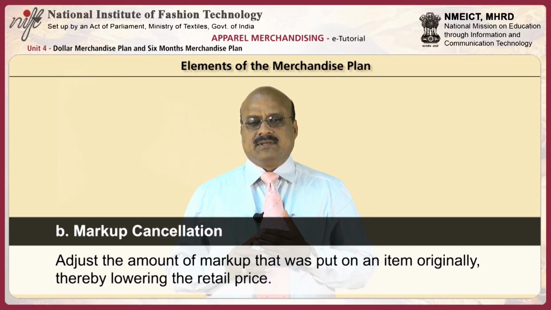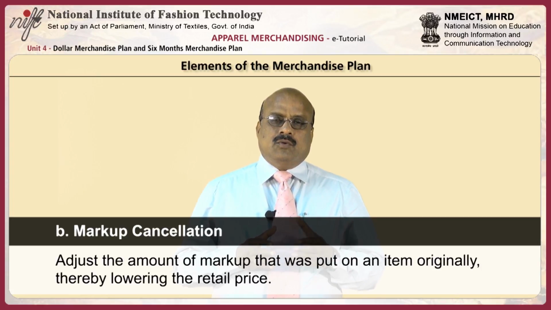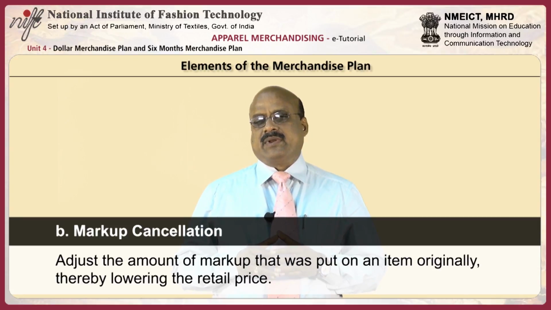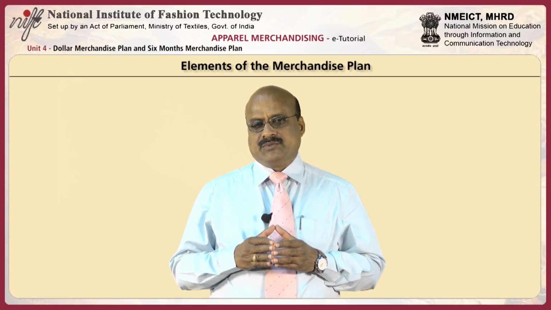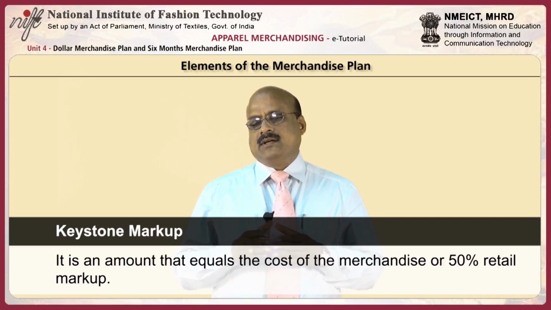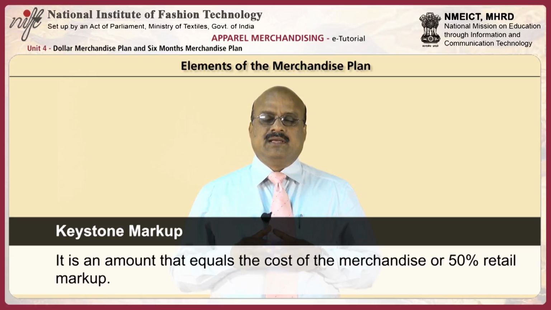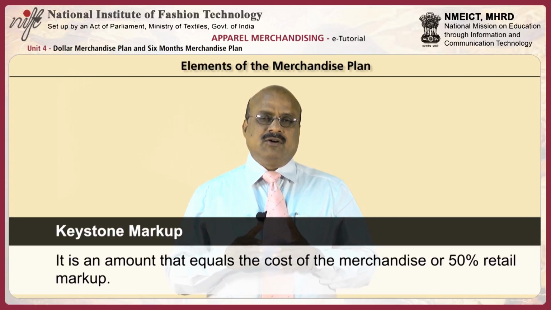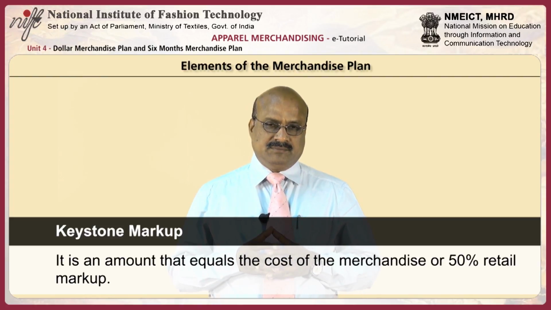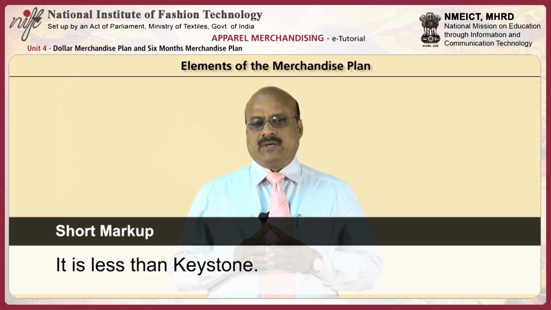Markup cancellation. This can be done by adjusting the amount of markup that was put on an item originally, thereby lowering the retail price. There are 2 types of markups: keystone markup and short markup. Keystone markup is an amount that equals the cost of merchandise. It involves doubling of the cost price or 50% retail markup percent. Short percentage markup is less than keystone markup.